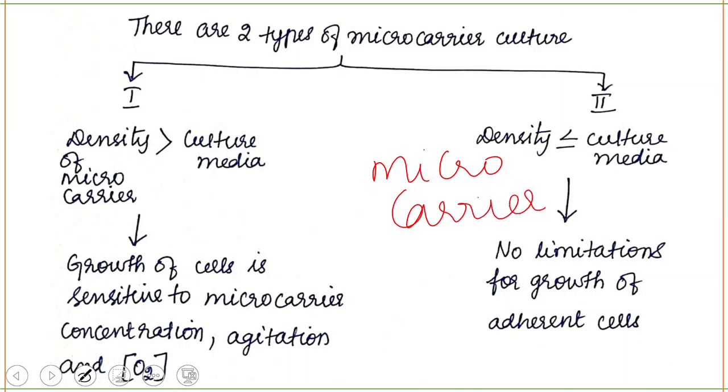The density of this microcarrier is less than or equal to the culture media. Density of the microcarrier being less than or equal to culture media means they will be floating. So they will not have any limitations for the adherent cells. Since they will be floating, there will not be any problem.